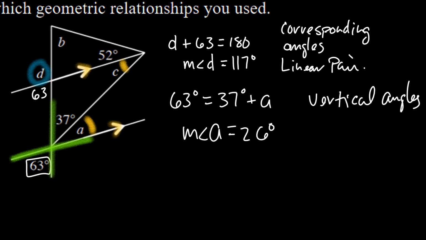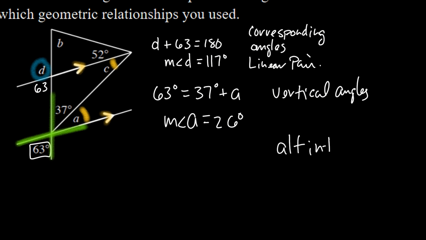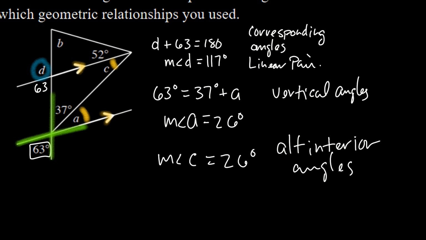That's nice. And because we got that, now we also got C, because C and A are alternate interior angles. That lets me say that the measure of angle C is also 26 degrees. Okay.